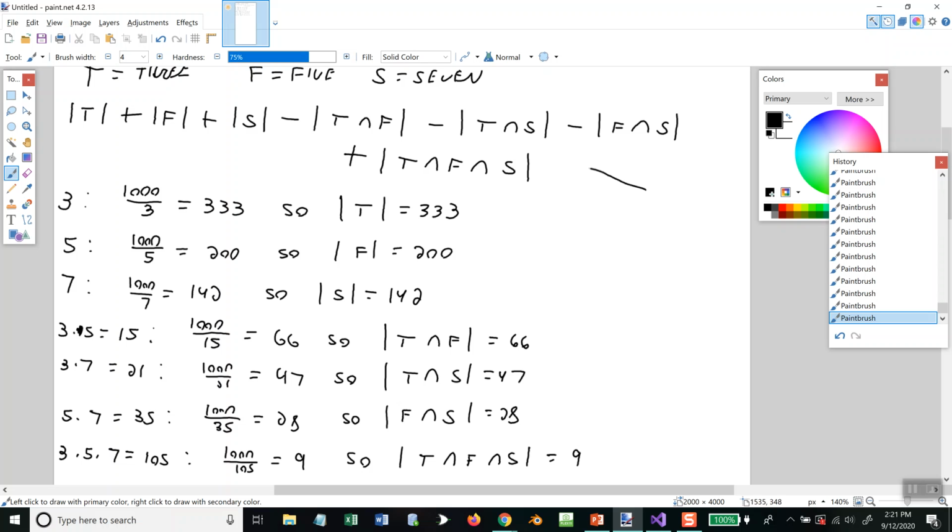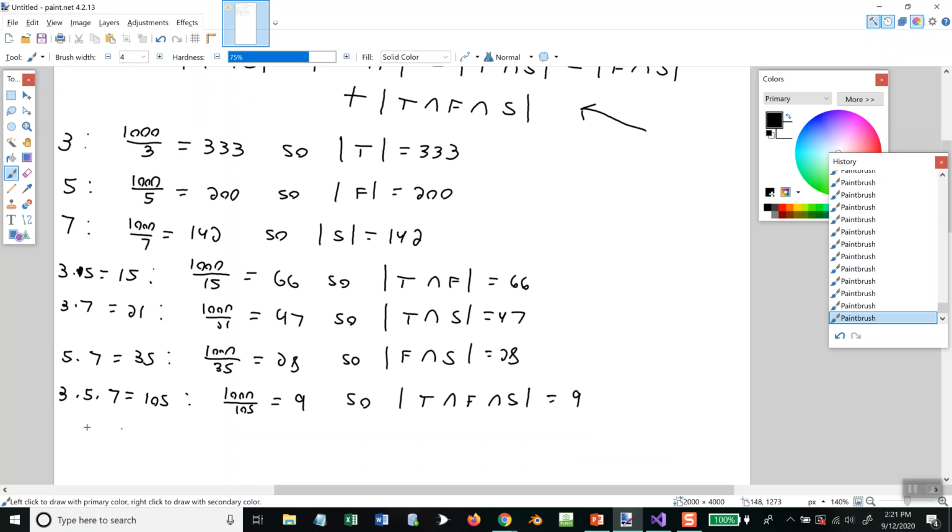Now I'm going back to this formula right here. So now I'm going to plug in my numbers to that. So I'm going to have 333 plus 200 plus 142 minus 66 minus 47 minus 28 plus 9. I get 543.